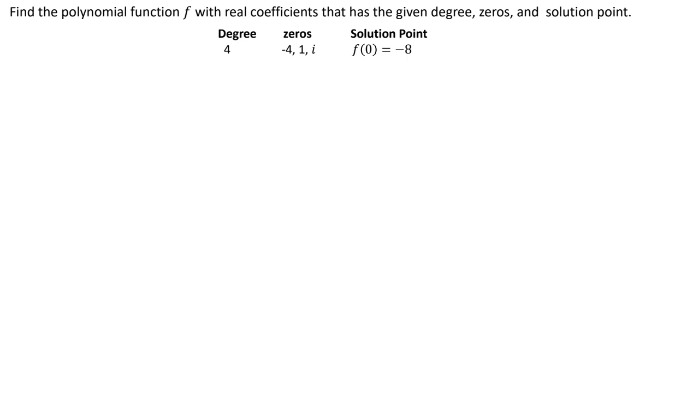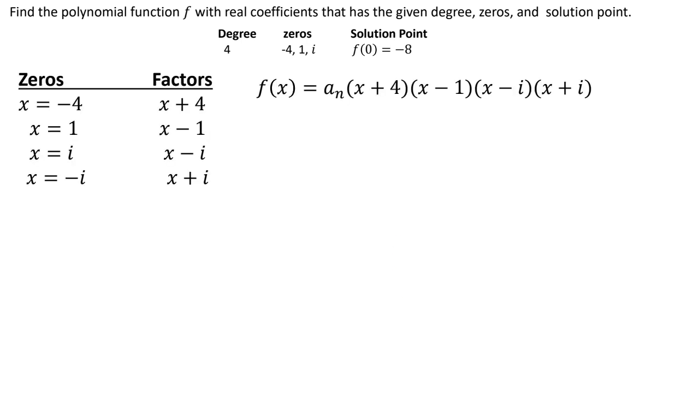The next problem is finding the polynomial. We want to find the polynomial, and to do that, we're going to need to find the factors. They tell me that I have a zero at x equals -4, one at x equals 1, and one at x equals i. Since this is imaginary, the conjugate is also a zero. So that's why x equals -i will also be a zero.